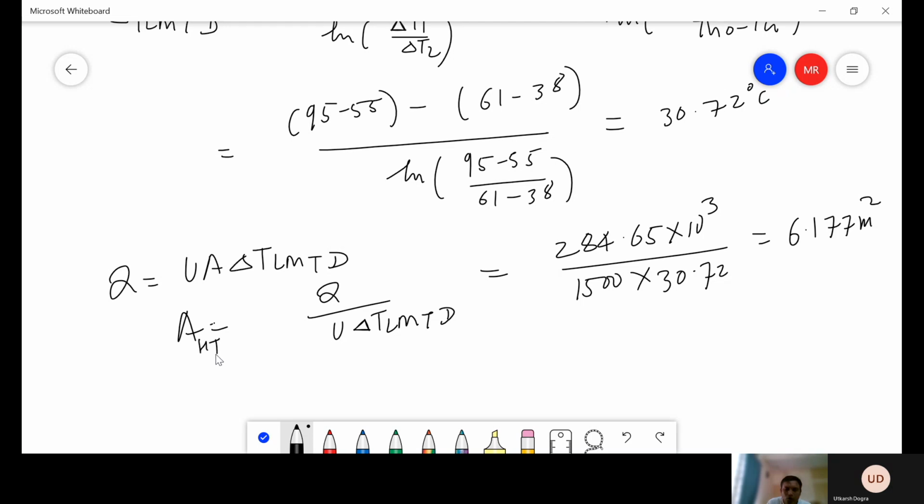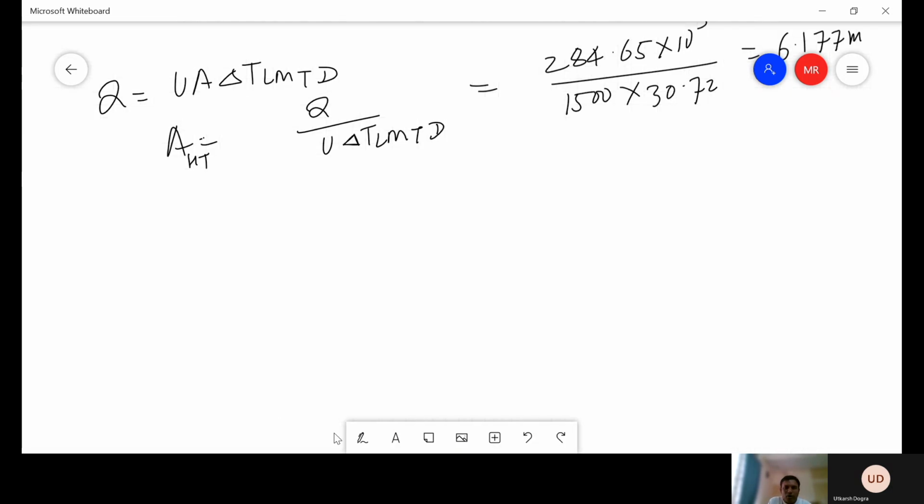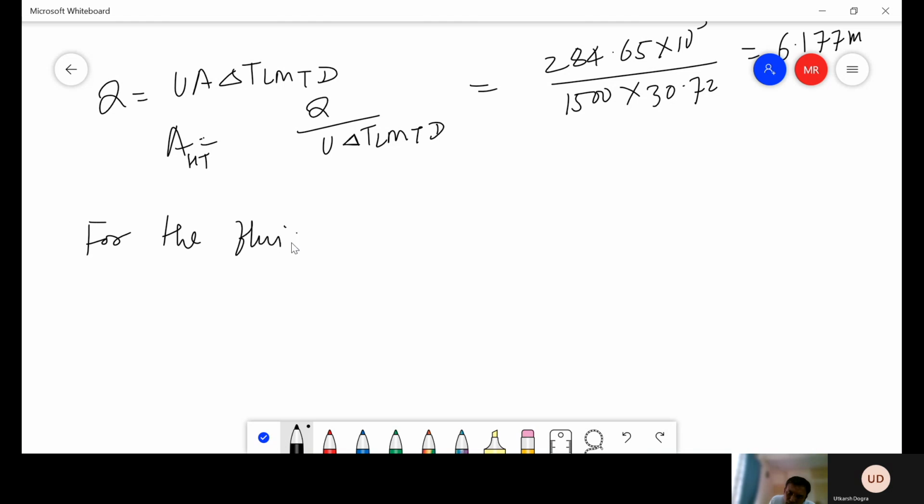Now in the problem, the velocity of the cold fluid is given. The velocity of the fluid which is flowing through the tube is given, isn't it? So the mass flow rate for the fluid flowing through the tubes.